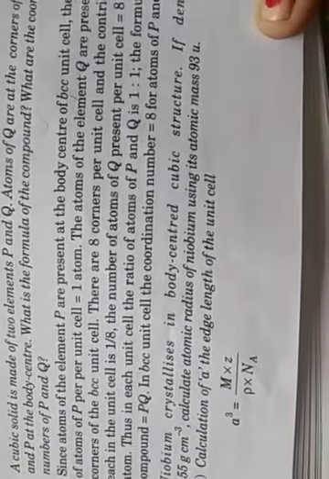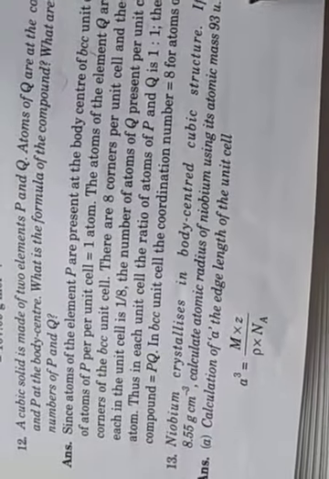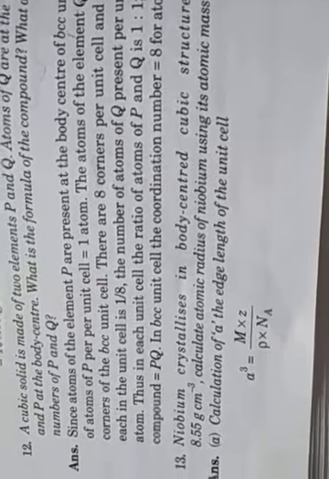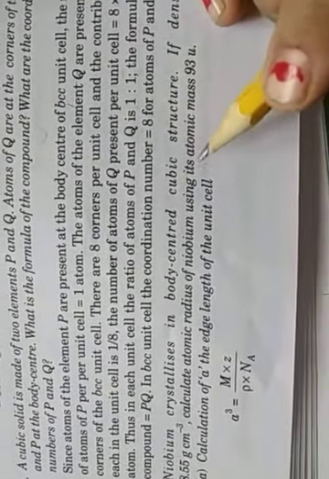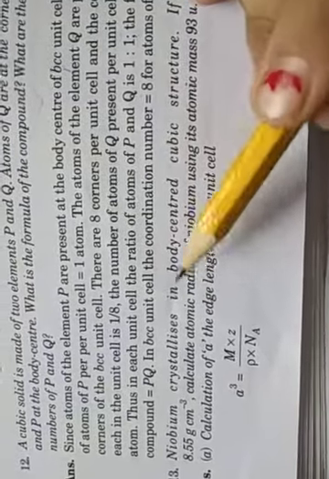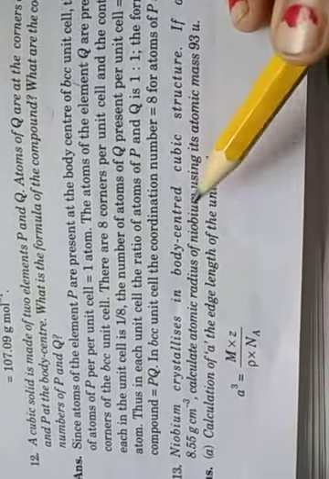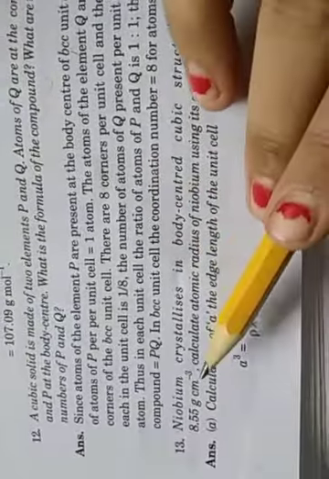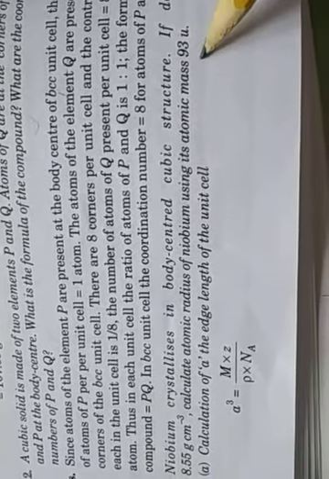Question number 13. Niobium crystallizes in a body-centered cubic structure, and the density is 8.55 gram per centimeter cube. Calculate the atomic radius of niobium using its atomic mass 93 u. So here you see niobium crystallizes in a body-centered cubic structure, so BCC, and the density D is given as 8.55 gram per centimeter cube. We have to calculate the atomic radius using atomic mass 93 u.